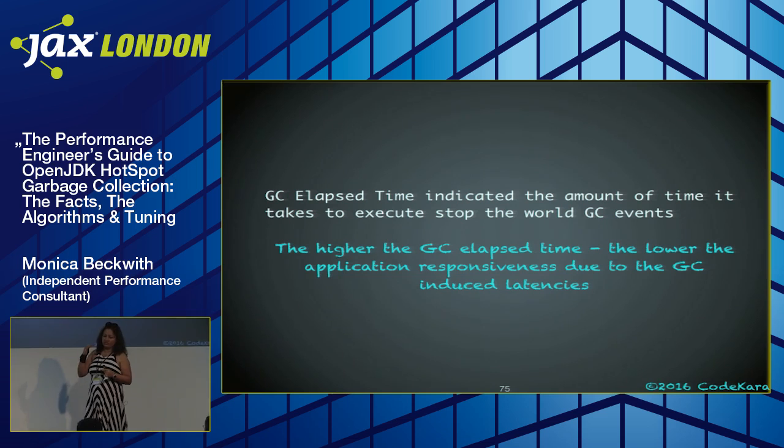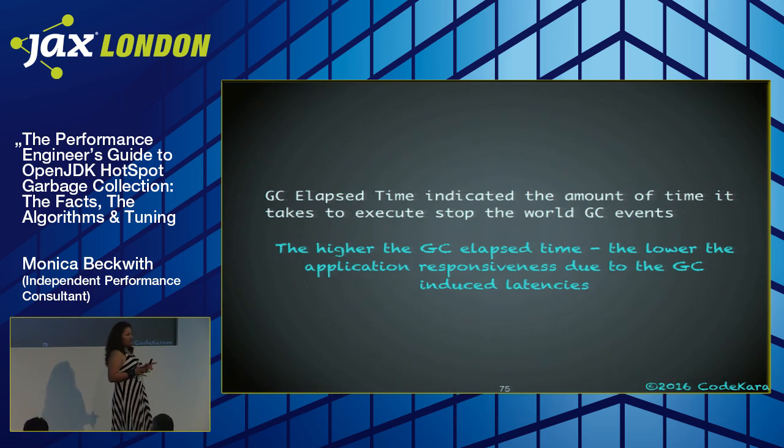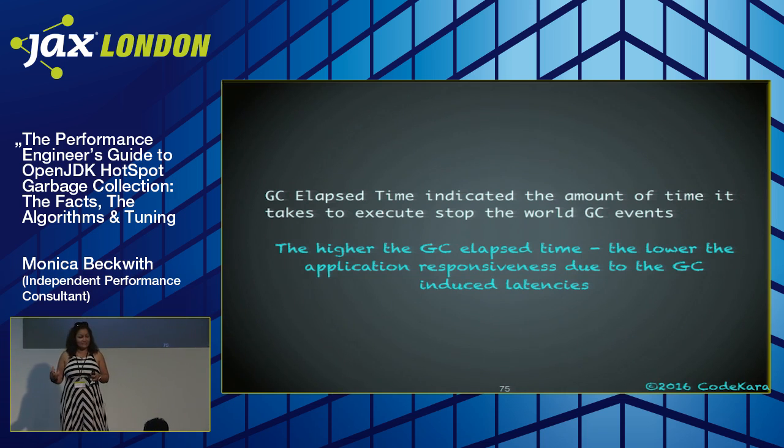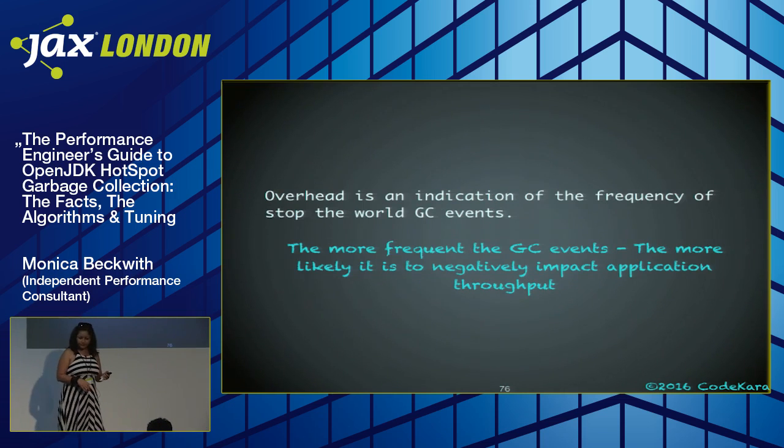The higher the GC elapsed time, the lower the application responsiveness. Because remember, your application threads are stopped. So if you're taking more time during a stop the world event, your application is less responsive. So these are GC-induced latencies. You want to keep the GC elapsed time to a minimum if you want to tune for latency.